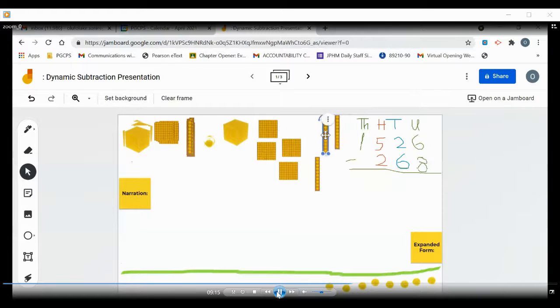110, 2 tens, 3 tens, 4 tens, 5 tens, 6 tens, 7 tens, 8 tens, 9 tens, 10 tens. So I exchange my 100 square for 10 tens. Now I do have enough to take away 6 tens from these many tens I have.